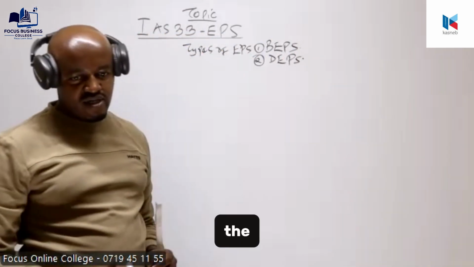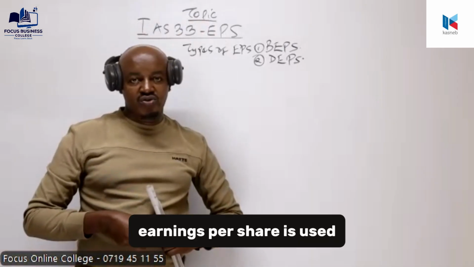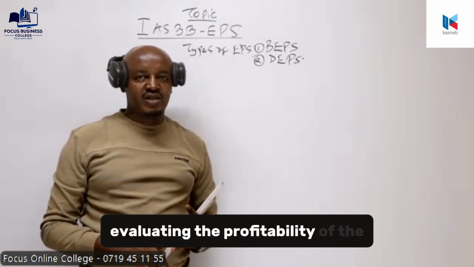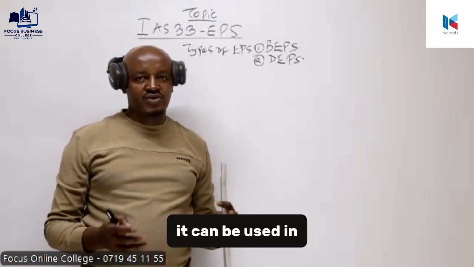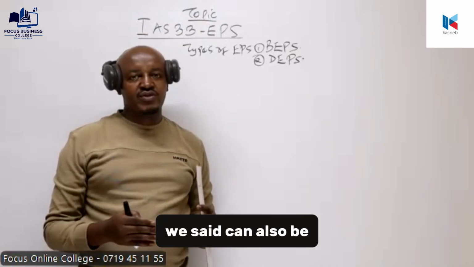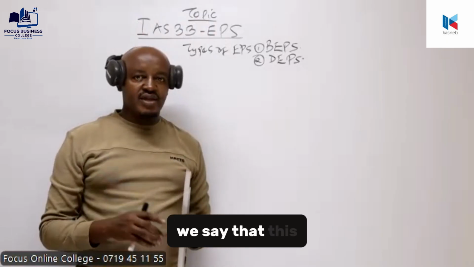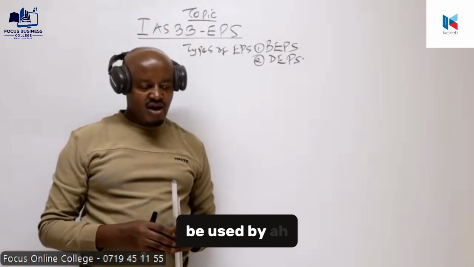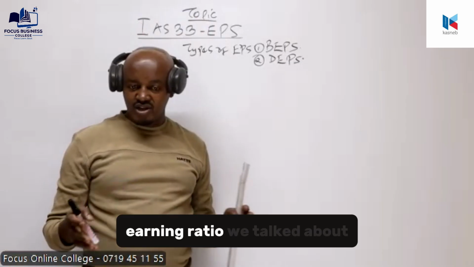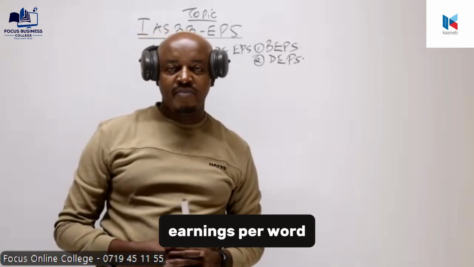And we also talked about the use of this earnings per share, or how it is used by various users. Number one, we said it can be used in evaluating the profitability of the company. Number two, it can be used in comparing the performance of the company in different years. Earnings per share can also be used to compare performance of different entities within the same industry. And finally, it can also be used as a basis of computing something called the price earning ratio. We talked about those particular uses, or those importances, of this earnings per share.